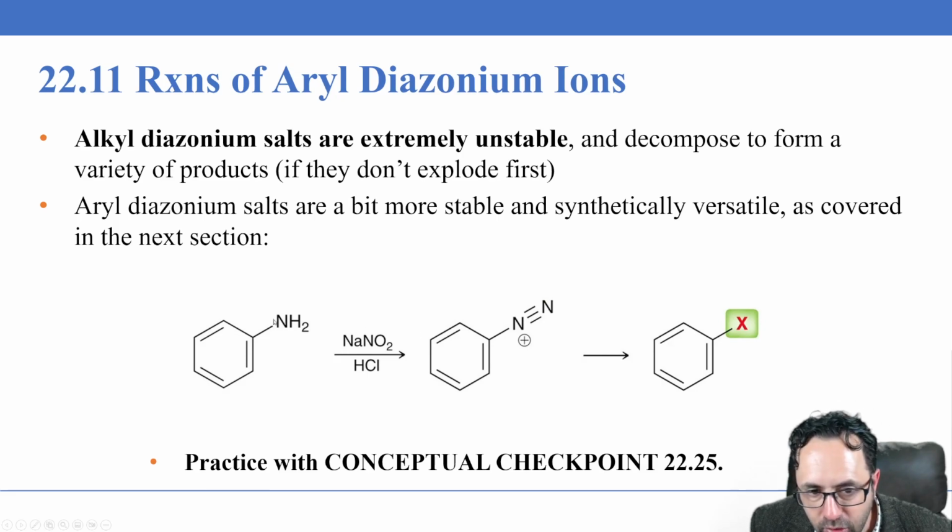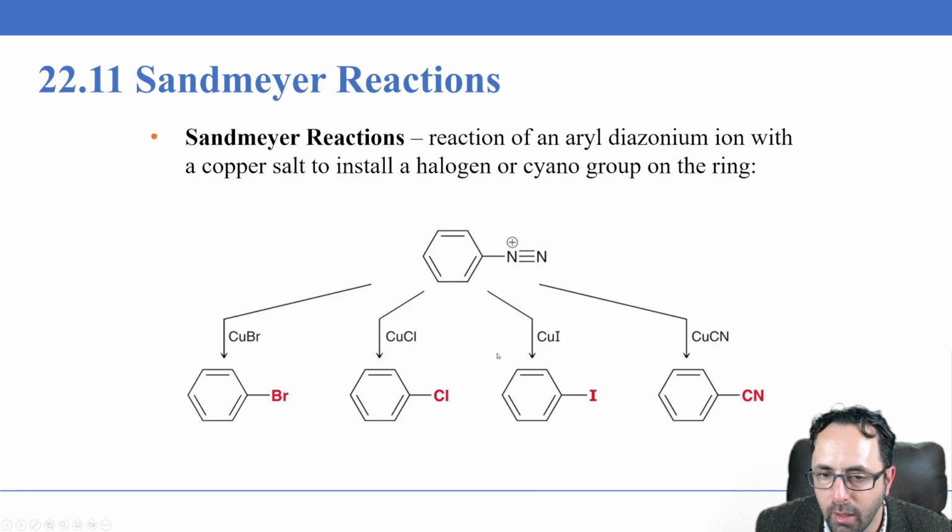And so reaction with the aryl amine here, the aniline, with sodium nitrite and HCl, or nitrous acid, basically gives us the phenyl diazonium, and so that can be used synthetically to produce substituted benzene rings. So if we treat the diazonium with copper bromide, we'll get the bromobenzene. With copper chloride, we'll get the chlorobenzene. Copper iodide, we'll get the iodobenzene. And if we treat with copper cyanide, we'll get the cyanobenzene here.